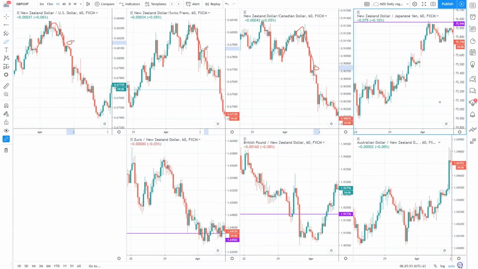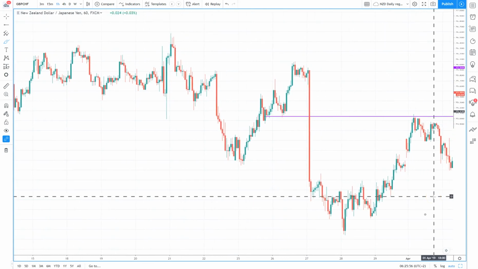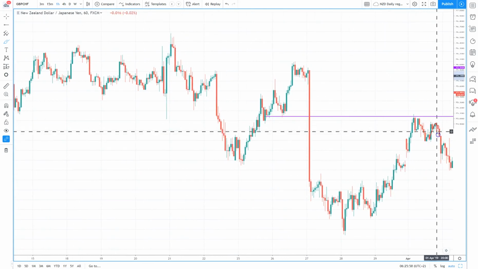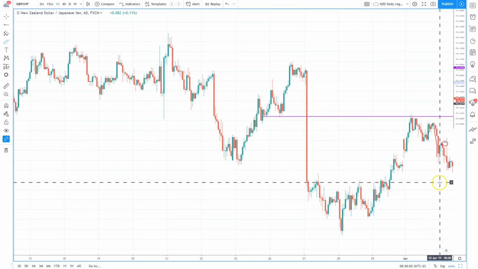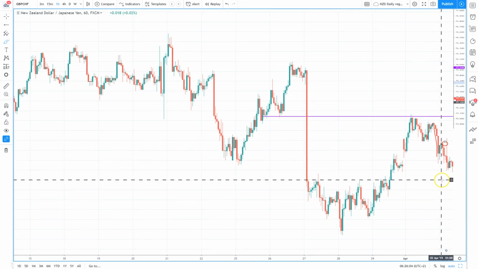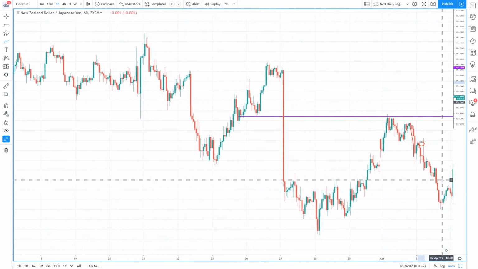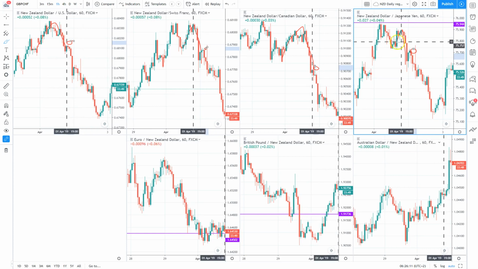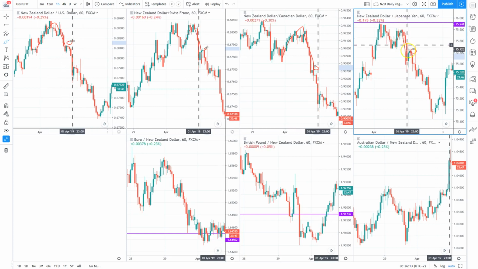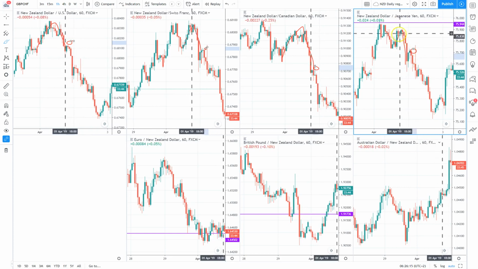New Zealand yen. V formation. Test phase. Even a nice little spike would be a nice entry. And drops. Okay, let's see where that V is. That V is lining up right with New Zealand Swiss franc.